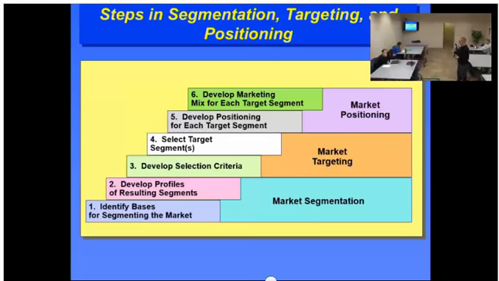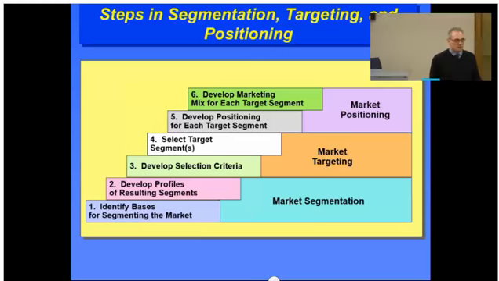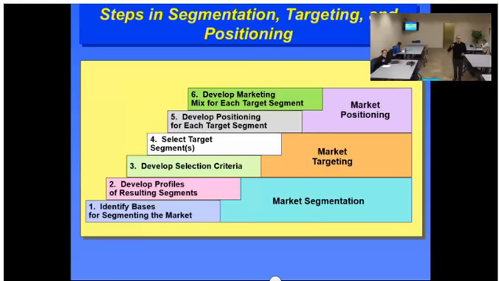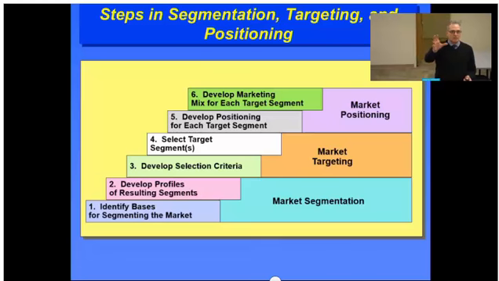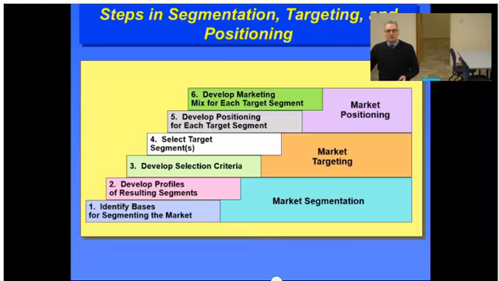Now we're going into target marketing. What criteria are we going to use to decide who our target market is? And from that, we can select our target segments. What's the rationale? Then we have market positioning: develop a positioning strategy for each segment, as well as developing a marketing mix for each target segment. And that's marketing positioning.